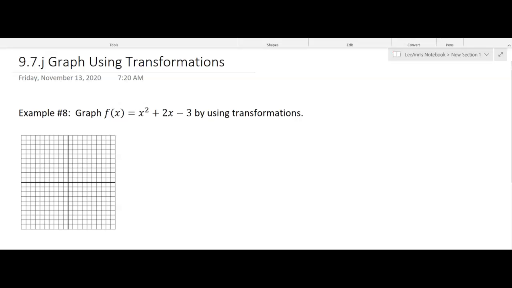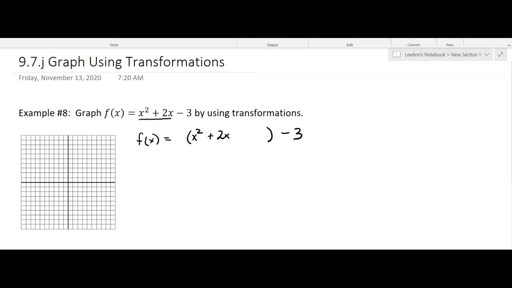Okay, so it says graph this function by using transformations. Problem is it's not in that special form. So we're going to get it in that special form, and then we can use the transformations. You take the x terms, the x squared and the x term, and set those off. Leave a little space, and then put that -3 down there at the end. Okay, and push that constant off to the side.